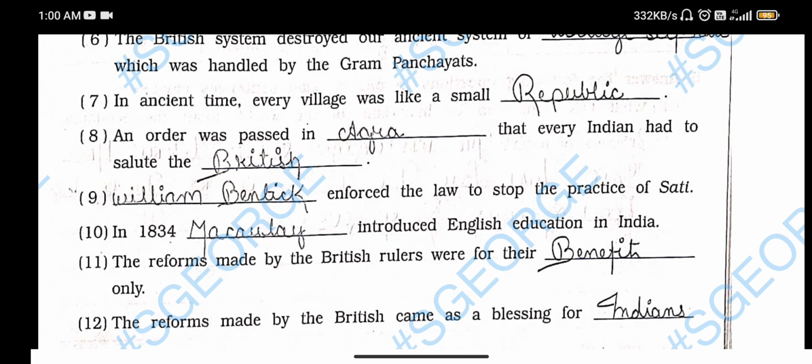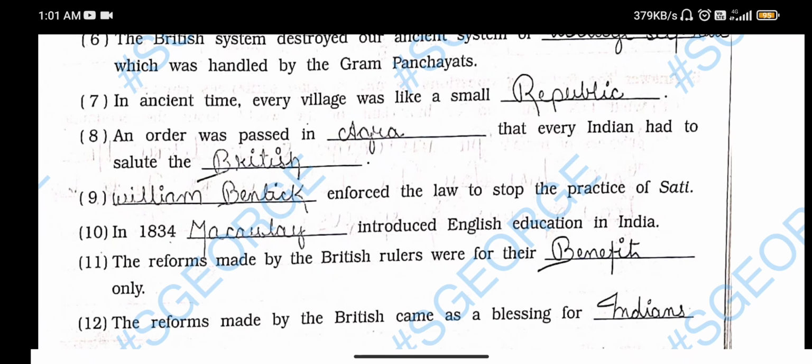The reforms made by the British rulers were for their own benefit. No one in this world does anything without any benefit. So the reforms made by the Britishers were only for their own benefit. But the reforms made by the British came as a blessing to Indians, such reforms that by God's grace we got them as blessings. They started English, we started learning English, and that is a very famous language and very helpful to us.